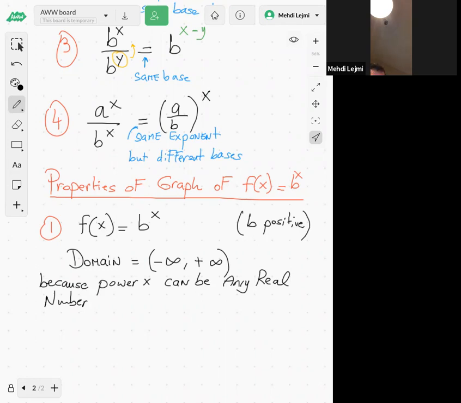Now, what will be the range? Here the function is b to the x. Because b is positive, it doesn't matter if x is negative or positive, b to the x is going to be a positive number. So the range here is actually any positive number, so it's 0 to positive infinity, because b to the x is positive.